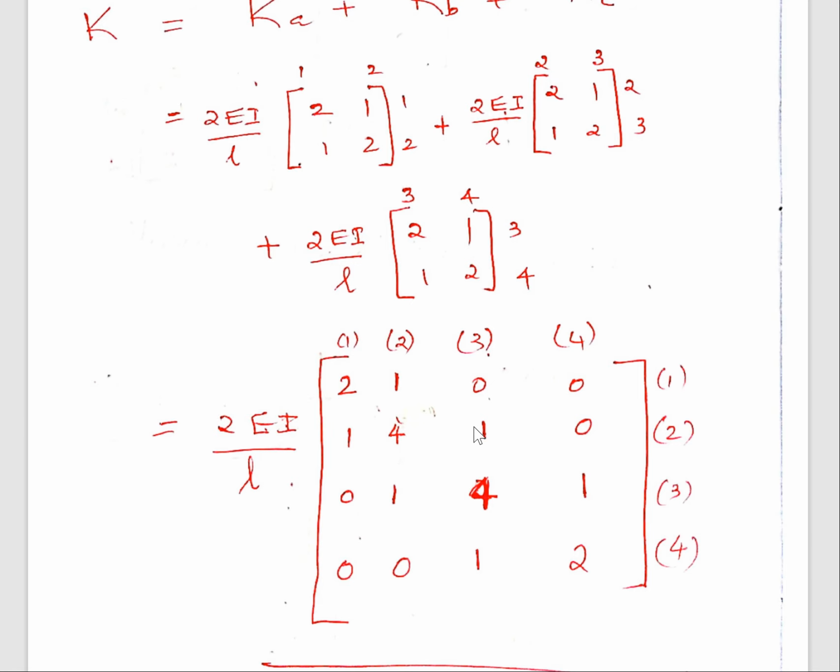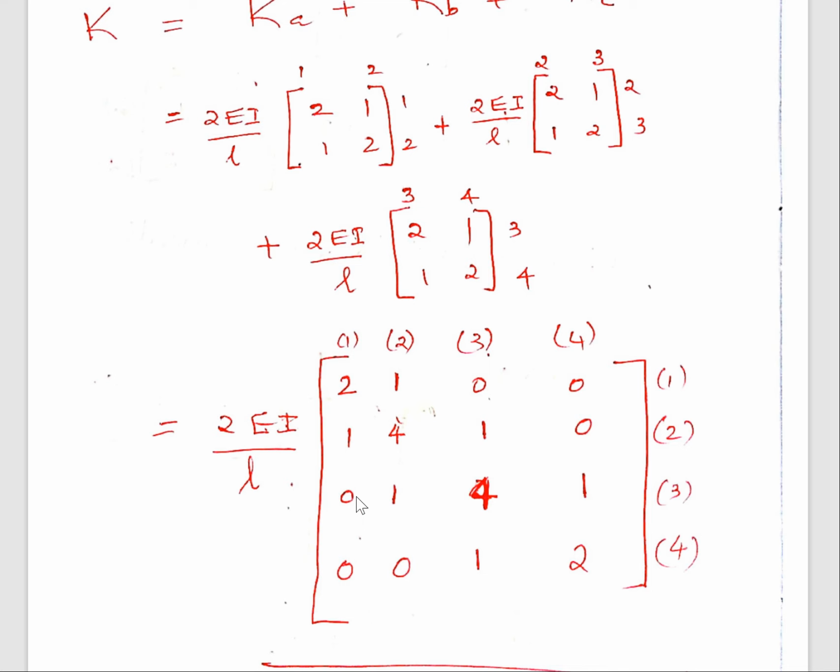Next is the third column, second row element. We have to find all the third column second row elements and add them. But here we have only one, that is 1. So it is 1. Next is the fourth column, second row element. Here we have only one fourth column, but we don't have any second row. So it is 0. Now coming to the third row.